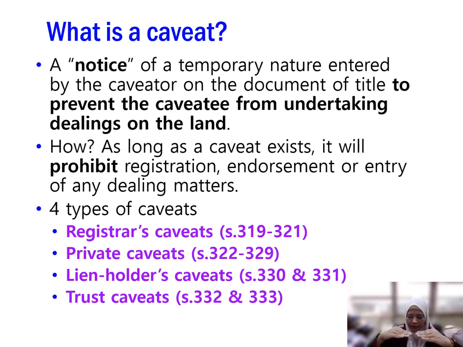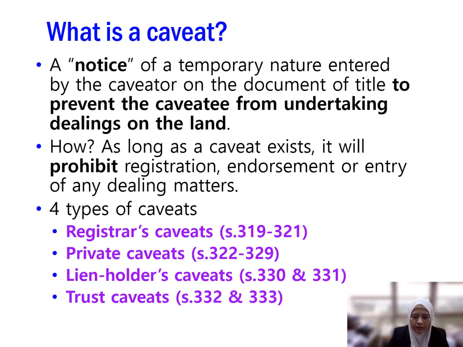The caveat is a shield that protects the title. Tak boleh masukkan anything because of the caveat, as long as the caveat is there. So once the caveat is removed, then you can enter anything. You can register on the title, you can register the forms, you can endorse the dealing on the title. Now, there are four types of caveats.